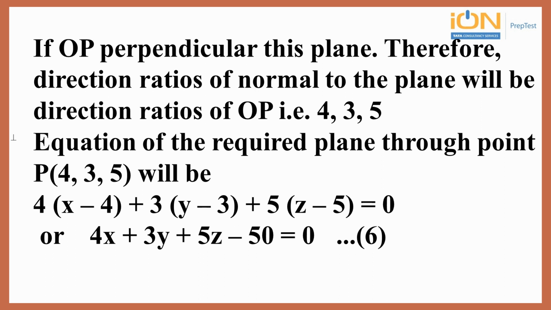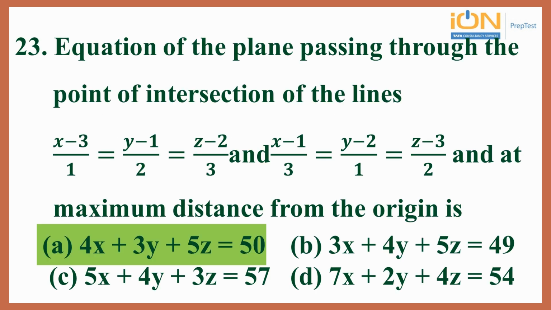So the required equation of the plane is 4 into (x minus 4) plus 3 into (y minus 3) plus 5 into (z minus 5) equal to 0. That is, we are making use of the formula: if (x1, y1, z1) is a point on the plane, and if a, b, c are the drs of the normal to the plane, then the equation of the plane can be taken as a(x minus x1) plus b(y minus y1) plus c(z minus z1) equal to 0. Using that formula, instead of x1, y1, z1 we have 4, 3, 5, and instead of a, b, c, 4, 3, 5, those are the drs of the normal to the plane. Hence, we get the equation of the plane to be 4x plus 3y plus 5z minus 50 equal to 0. And the right option is A.